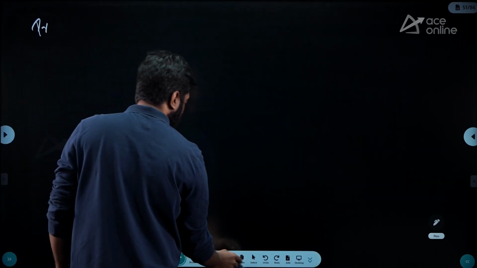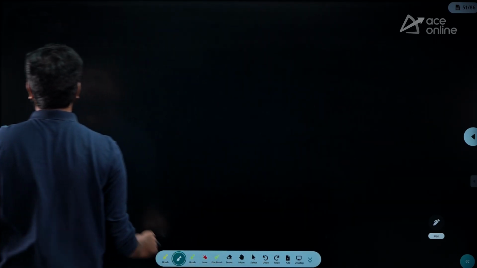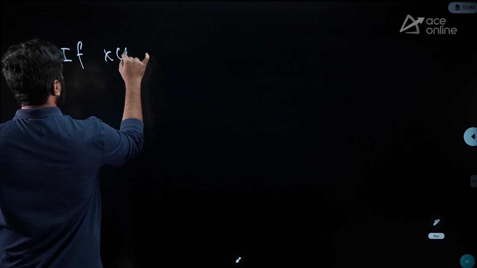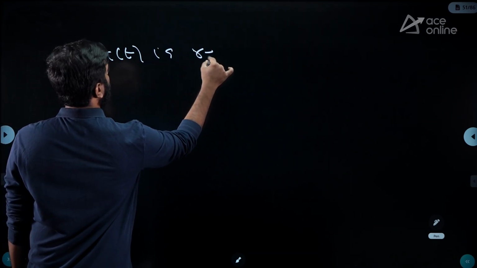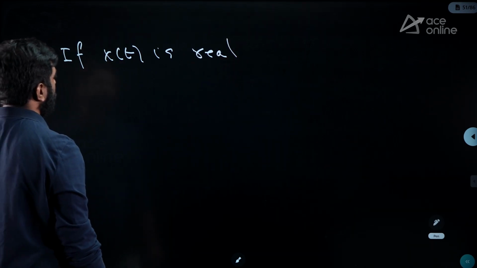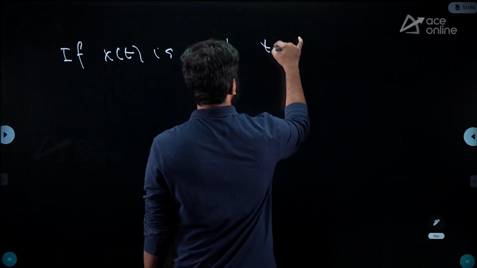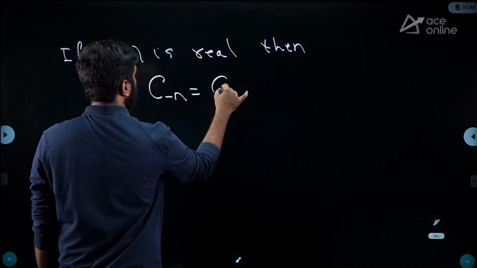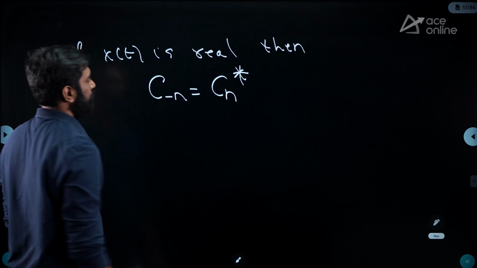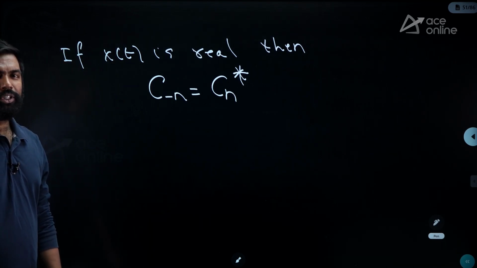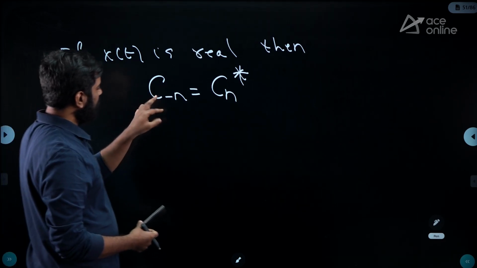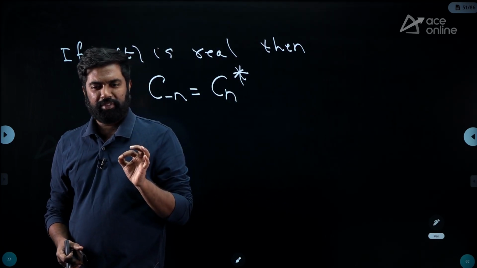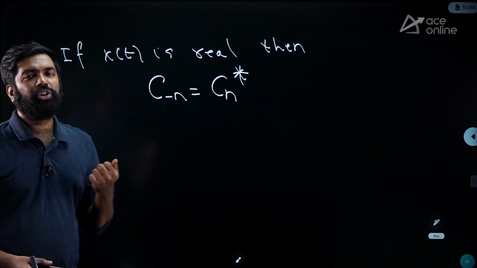So before these properties, I want to discuss one interesting thing. This is really important. If x of t is real, then you see this C minus n will be equal to Cn conjugate. This is very important, students. What will be C minus n? It is simply Cn conjugate. So find Cn. C minus n can be easily calculated through a conjugate operation.